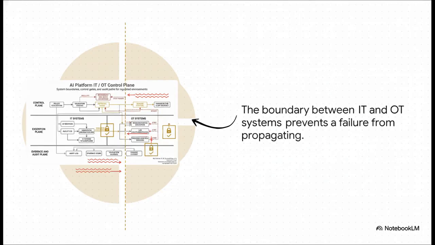And this illustrates that concept beautifully on our map. Just look at that divide between the IT systems on the left and the OT systems on the right. A failure in some IT analytics service can't just jump over that line and shut down a manufacturing plant. That boundary contains the problem. It keeps it from spreading.